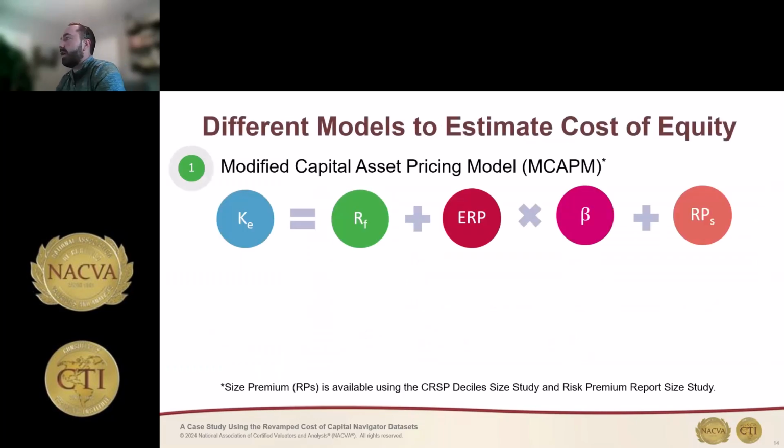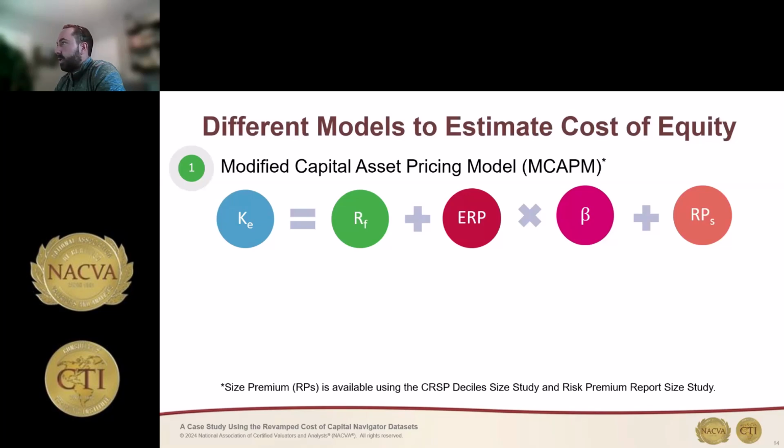As I said, the first aspect of our case study is to estimate cost of equity capital. Now, there are multiple methods and models to estimate cost of equity capital. Today, we'll be using 3 different models and methods. The first is our modified CAPM, where we're defining that as your textbook CAPM with size premia. So again, that equation is risk-free rate plus an ERP plus a beta plus a size premia.